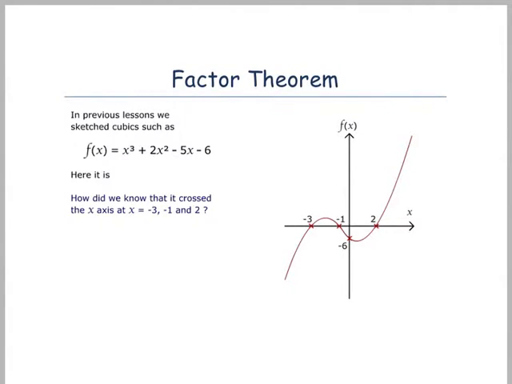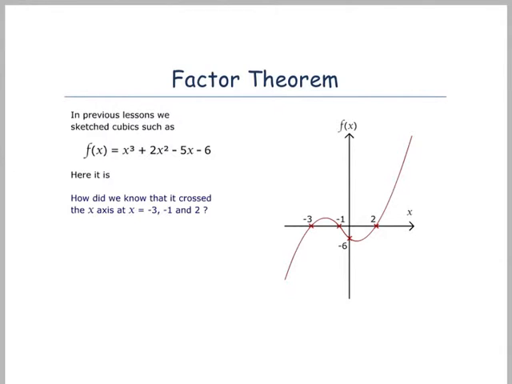Factor theorem. In previous lessons you've sketched curves like this, which is f(x) equals x cubed plus 2x squared minus 5x minus 6. And if we sketch that, you'll get a graph that looks something like the one on the right hand side here. And we know that it crosses the x-axis at minus 3, minus 1 and 2, and it crosses the f(x) or the y-axis in some cases at minus 6.